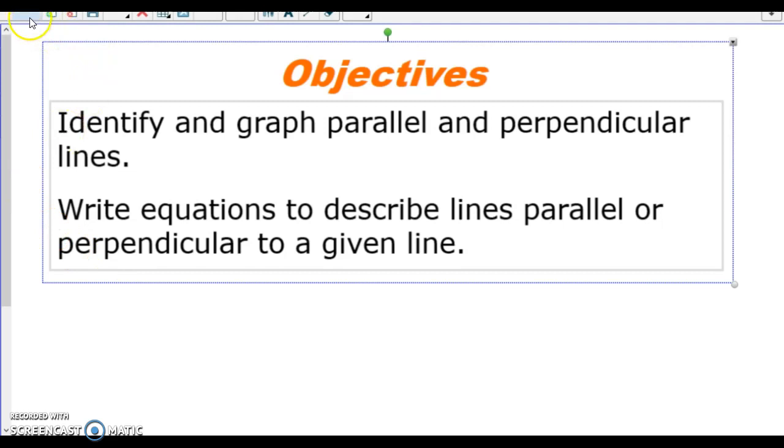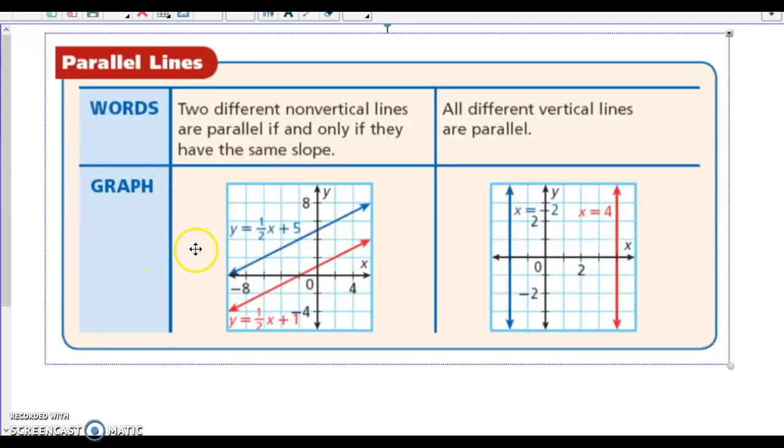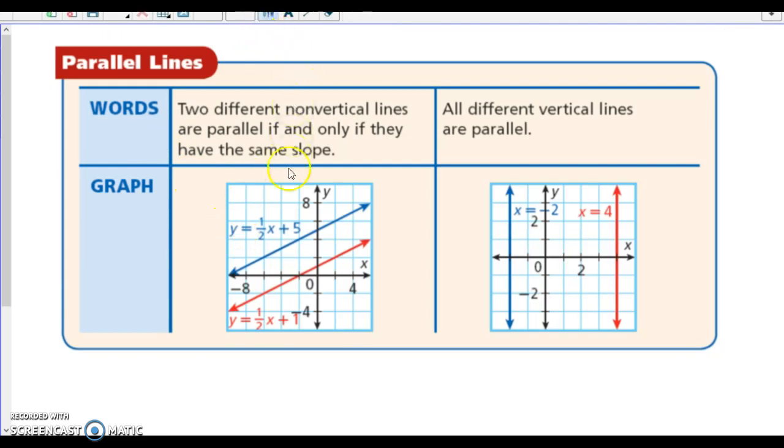So, let's take a look at what we mean exactly by parallel lines. In words, we're talking about two different non-vertical lines that are parallel if they have the same slope. So if we take a look here at the graph, we see two equations, both in slope-intercept form. Now this is the simplest way we can do this. We can either see the lines in the graph, or we can see the equations.